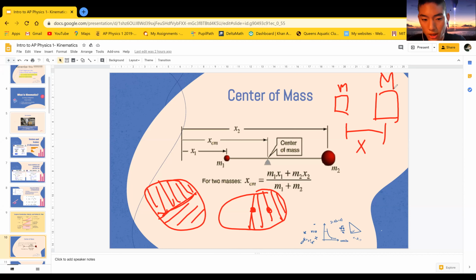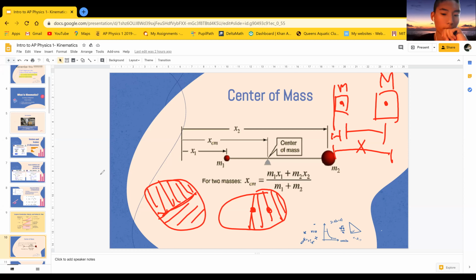Okay? So how we do that is we make a reference line. Let's make this a starting point line. We take the distance from this line to each object's center point, and we use this equation: m1x1 plus m2x2, divided by the sum of their masses. So let's say you have a system with four or five objects. You would do the same thing: m1x1 plus m2x2 plus m3x3, and you just go on until you reach the number of objects you have, and you divide that by the total mass of your system.